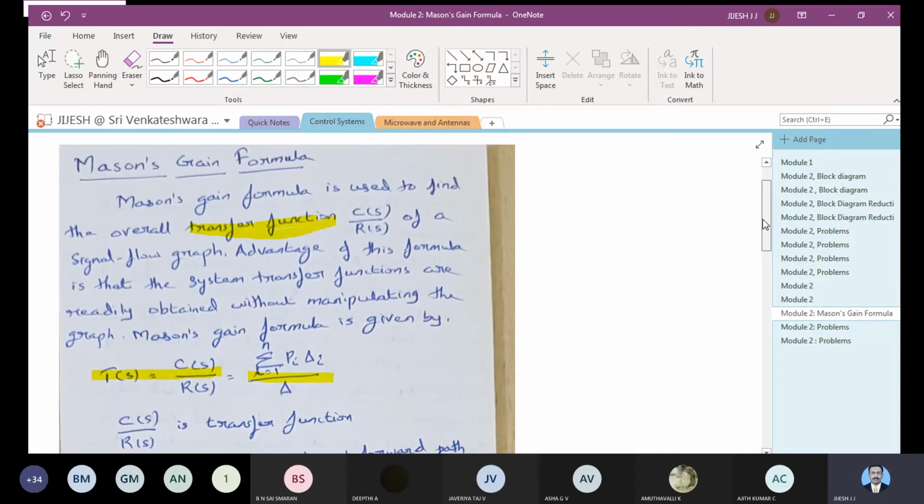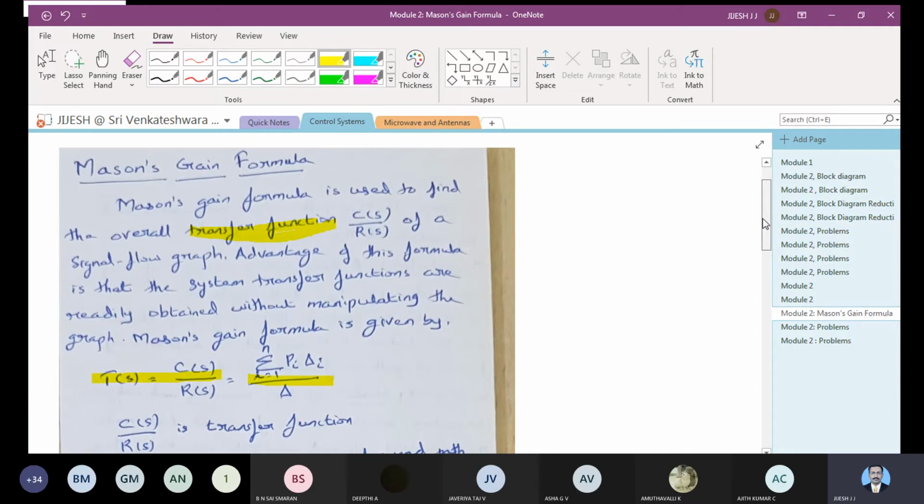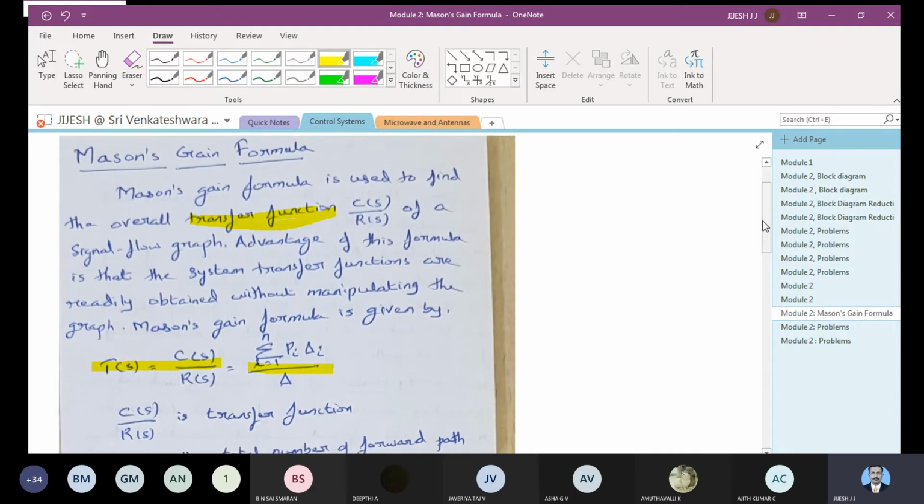So you just write down till here, and we will continue further. All of you complete till here. You should carefully understand what delta and delta i are.